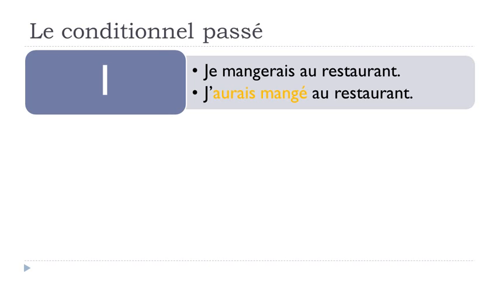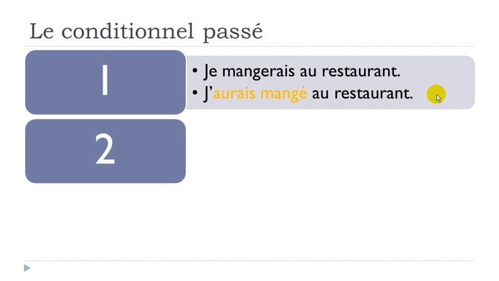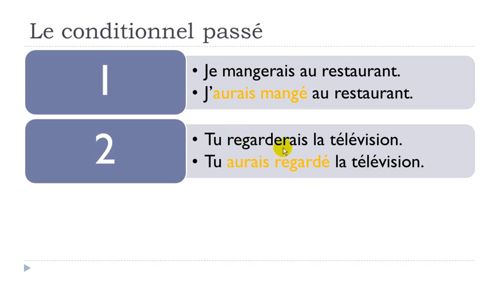All right? So, first example I wanted to put is je mangerai au restaurant. Okay? So this sentence, if you remember, we saw that in these units anyway, when we introduced this conditionnel présent form. So the verb is manger, je mangerai au restaurant. And then, if you look at the conditionnel passé, it will go like j'aurais mangé au restaurant. Okay? Second example, tu regarderais la télévision. Tu aurais regardé la télévision.